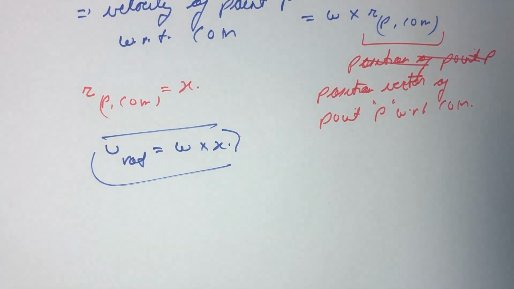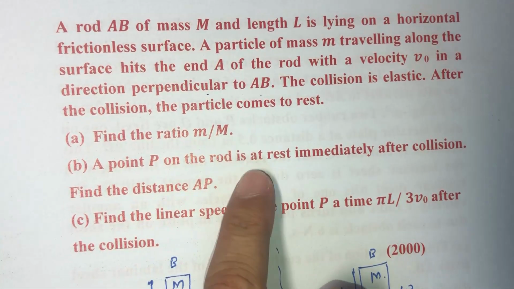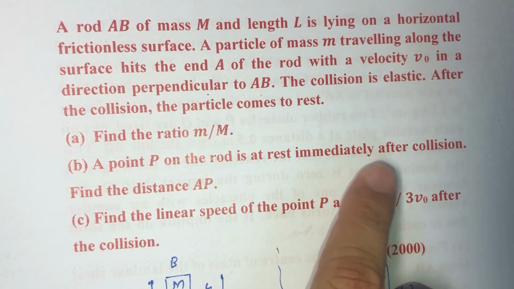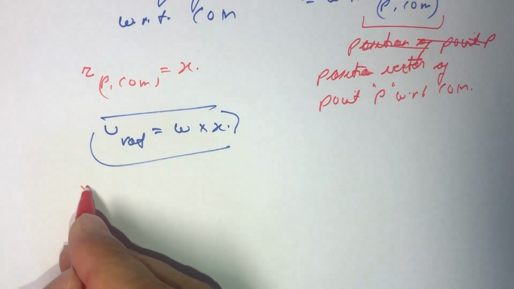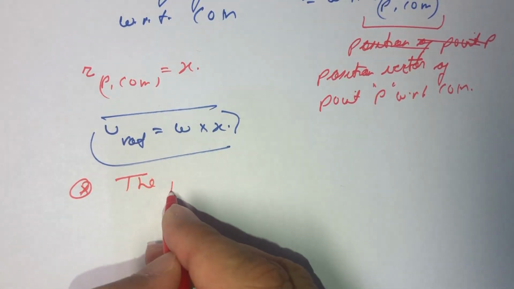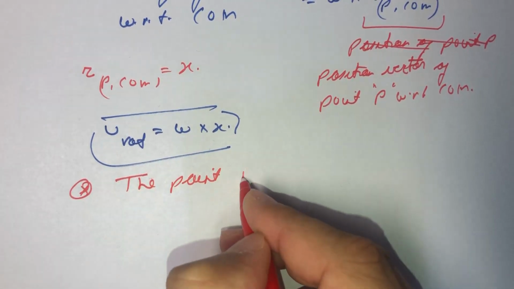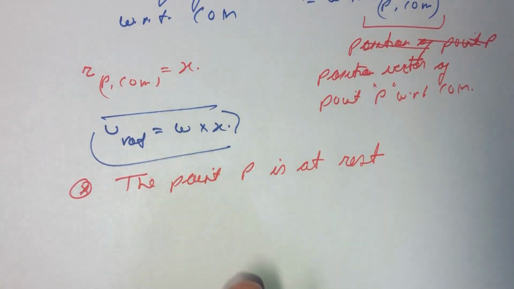And it is given that this point is at rest. In the question itself it is given that the point P on the rod is at rest immediately after the collision. So it means if the point P is at rest, the summation of both the rotational velocity as well as the translational velocity should be equal to 0. So the point P is at rest immediately after the collision.